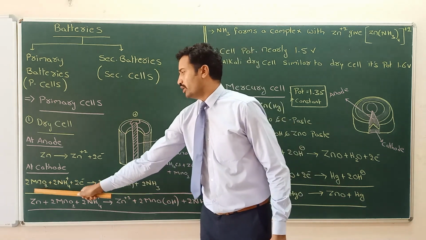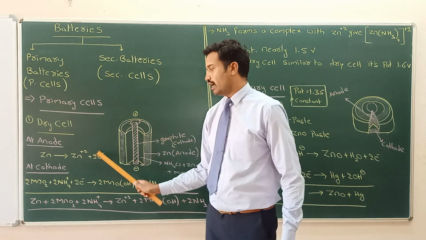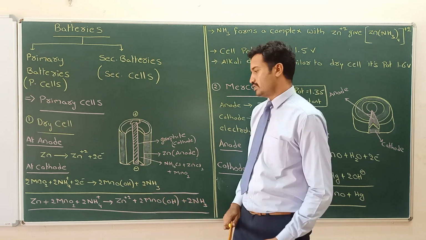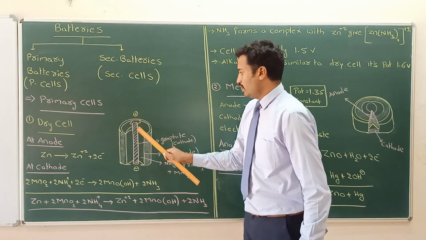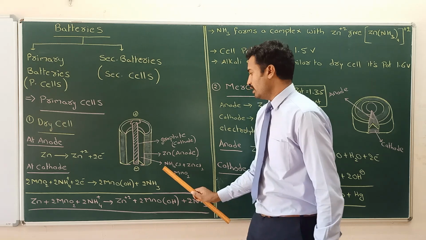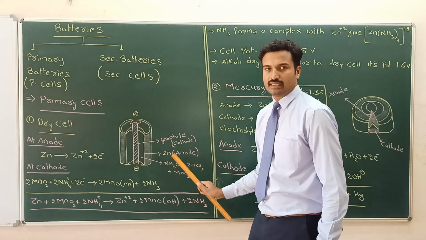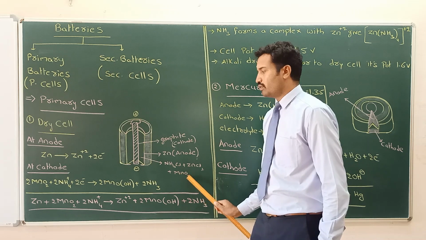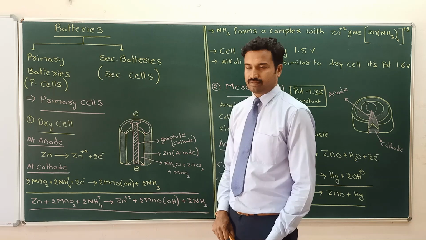The reaction is 2MnO2 plus 2NH4+ plus 2 electrons, which are released at the anode, gives rise to 2MnOOH plus 2NH3. This is the cathode reaction. Inside, in between the anode and cathode, the electrolyte is ammonium chloride, zinc chloride, MnO2. This is the electrolyte, in paste form. Ammonium chloride, zinc chloride, MnO2 act as the electrolyte. In the presence of this electrolyte, the reaction will take place.